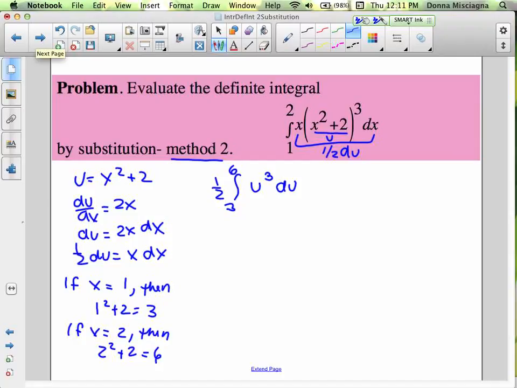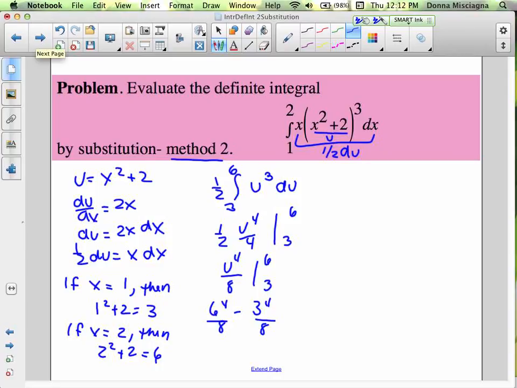All right, so now we'll just evaluate, and we're not substituting back. So what's the integral going to be for u cubed? U to the 4th over 4. And we're going to evaluate that from 3 to 6, and let's simplify that. So we have u to the 4th divided by 8 from 3 to 6. So that's going to be 6 to the 4th divided by 8 minus 3 to the 4th divided by 8.